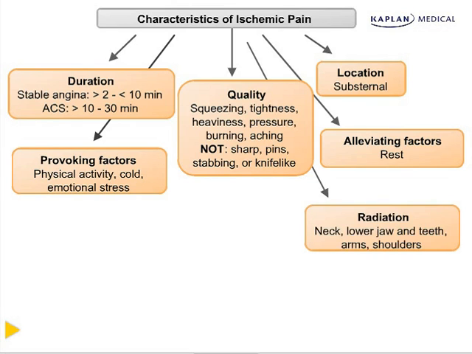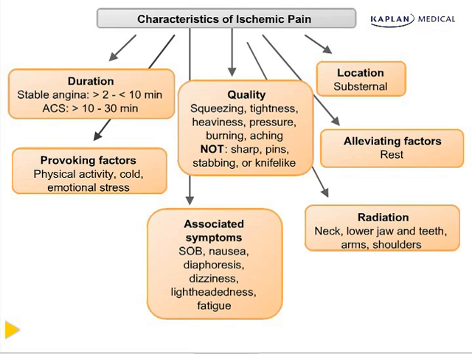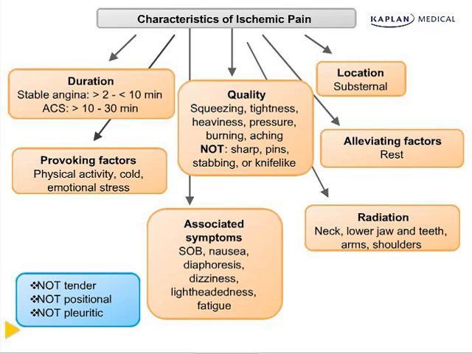That's the story. Radiation is one of the least important things because it's not there most of the time. However, when it is there, when it radiates to the neck, the jaw, the teeth, the arms, and shoulders, that's very characteristic. And associated symptoms is very nonspecific. This is not as important to answer the question because so many things such as pulmonary embolus, pneumonia, pneumothorax can give you shortness of breath, nausea and sweating, diaphoresis, well, pneumothorax, pulmonary embolus, pericarditis, pleuritis, all of those can give you sweating and dizziness, lightheadedness, or fatigue. So those are not as important. That's why I bring them up last.